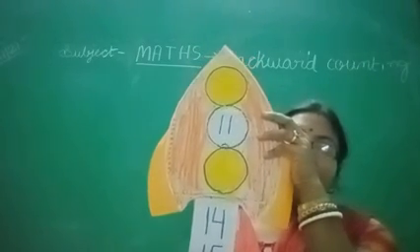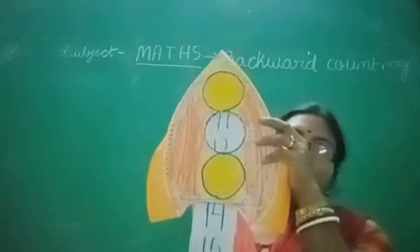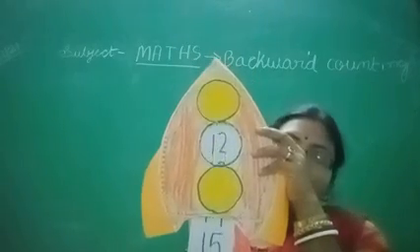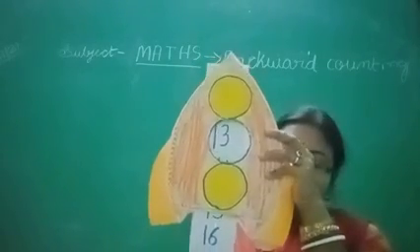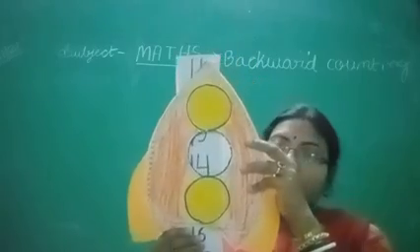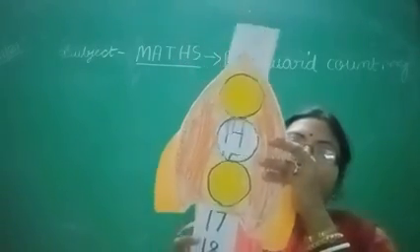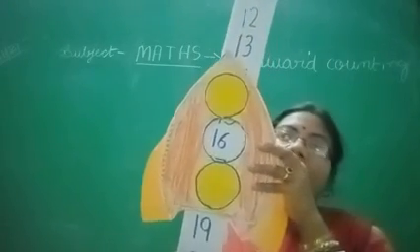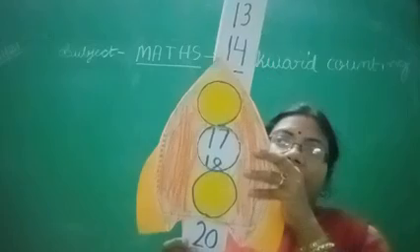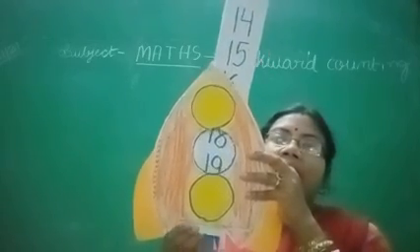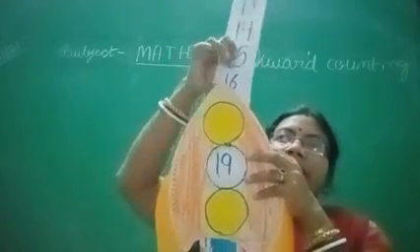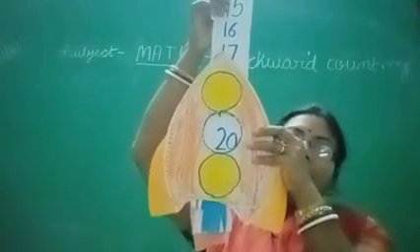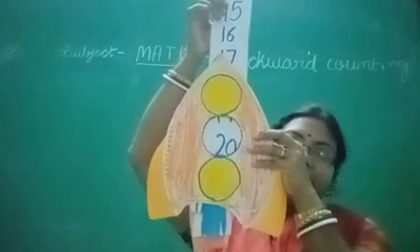Again you count, you are going up. How will you count? 11, 12, 13, then 14, 15, 16, 17, 18, 19, then 20. Oh, we have gone up. Now we are coming down. Count the numbers from the back side.